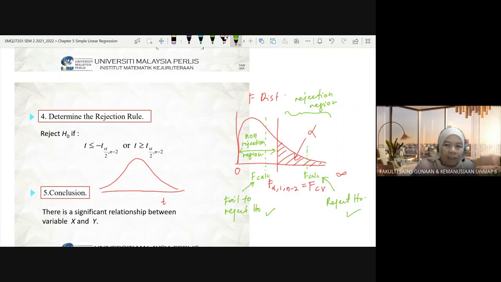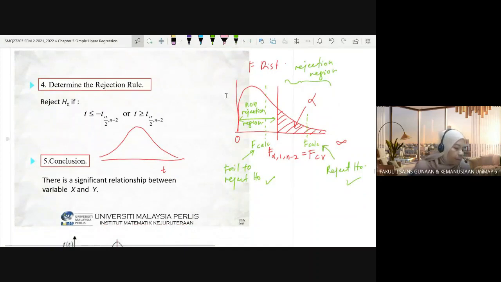And finally, the last step would be making a conclusion for your hypothesis statement. If we reject the null hypothesis, it means that we have sufficient evidence to conclude that there is a significant relationship between our x and y. In your case, do not write x and y only. Write what your x and y are in your equations. You have to write down what your x and what your y are inside your conclusion.